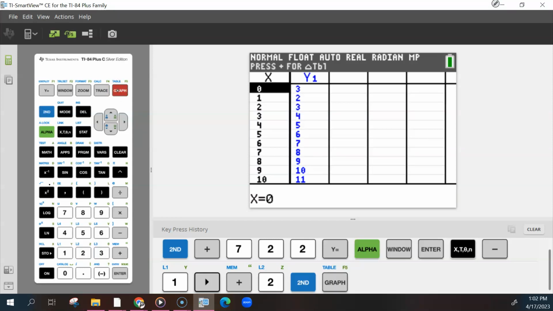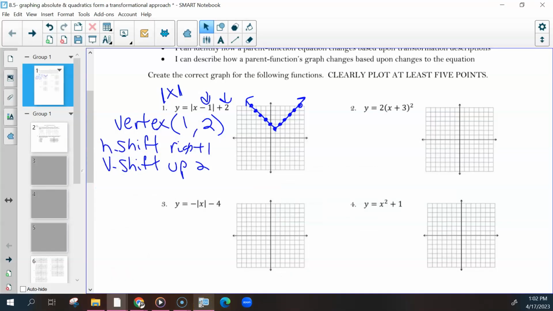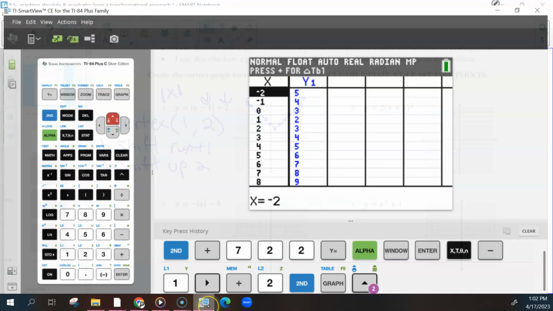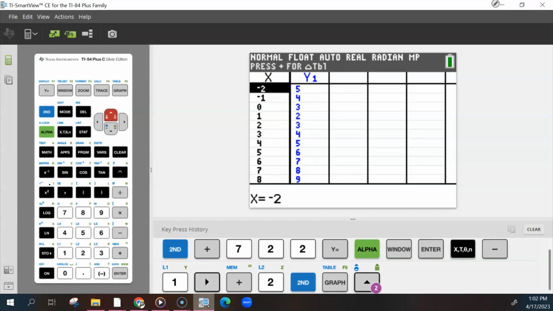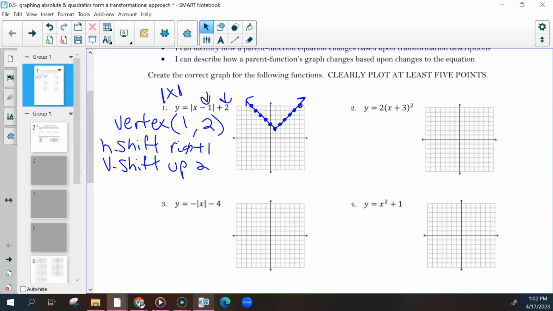We said our vertex was at 1, 2. So I scrolled up a little bit. Then I can just match my other points. If I start at 1, 2, my other points should be 0, 3, and 2, 3. Negative 2, 5. Sorry, I skipped 1. Negative 1, 4, and 3, 4. And then so on and so forth. As long as your points match, then you did good.